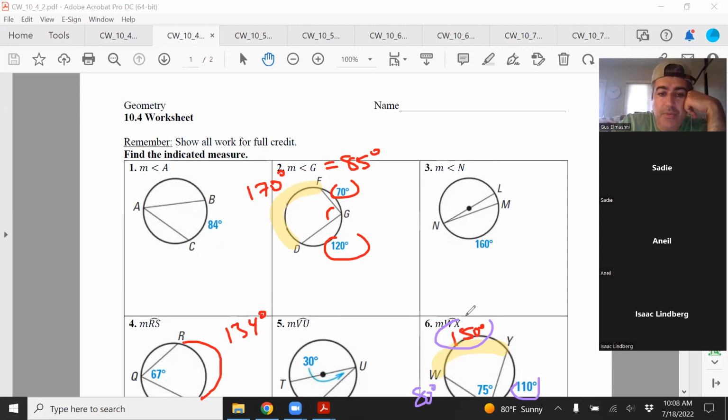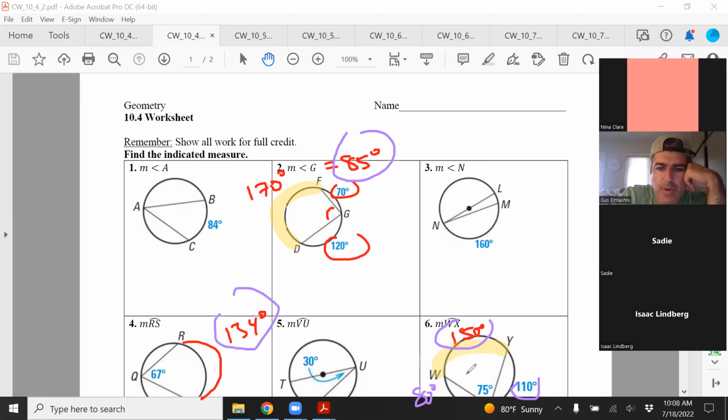So hopefully those make sense for 2, 4, 6. Any questions on those at all? So 85 is the answer for number 2, 134 is the answer for number 4, and 80 is the answer for number 6. Nina, go ahead. What's your question? I'm confused with how you got 170 for number 2 and how you got 80 for number 6.